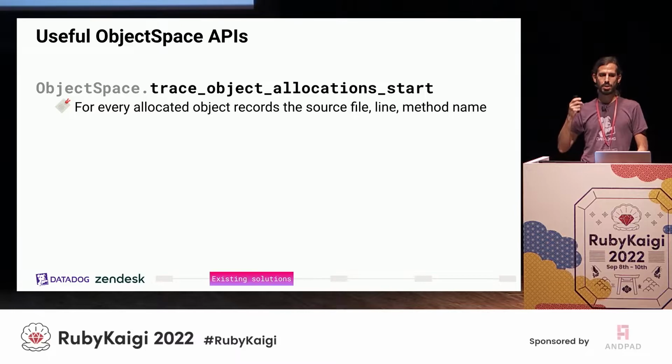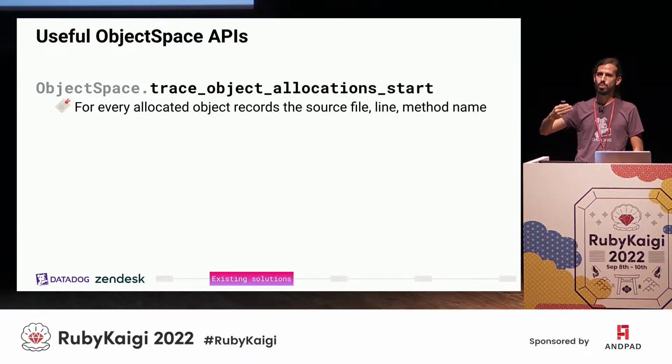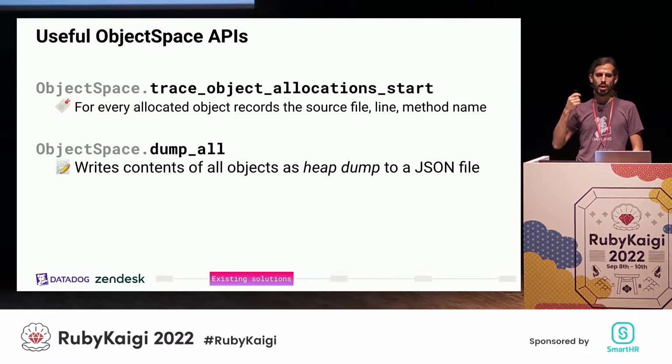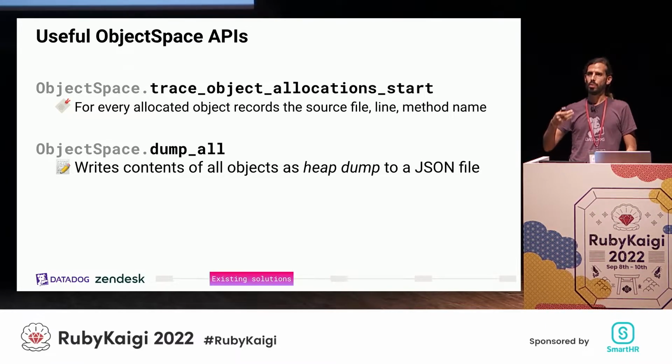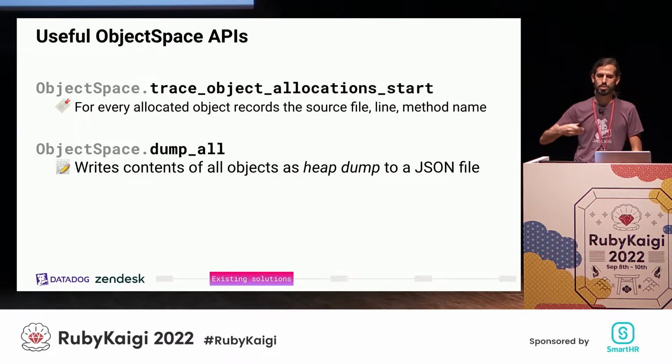One is ObjectSpace.traceObjectAllocationStart. When you use this API, after you call it, from then on, for every allocated object in your application, Ruby will also record the source file, the line, the method name, and a few more pieces of information. And then you have ObjectSpace.dumpAll, which basically goes through your entire heap and dumps the contents of the heap as a JSON file.